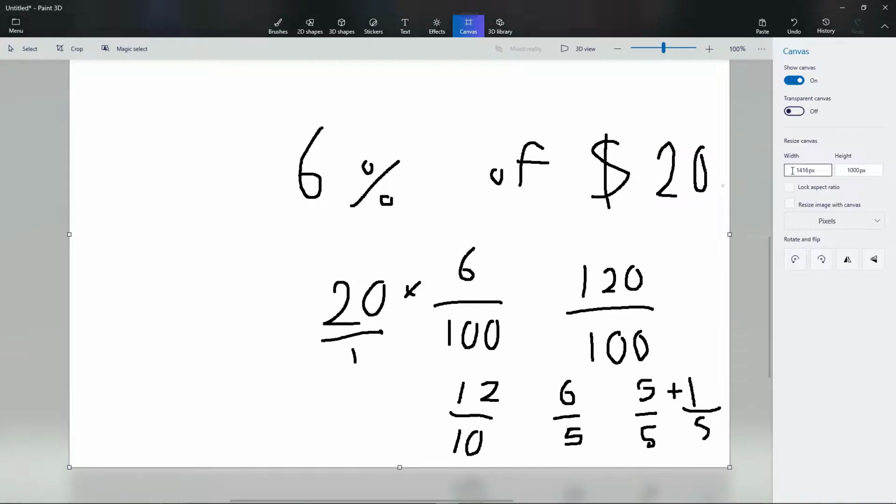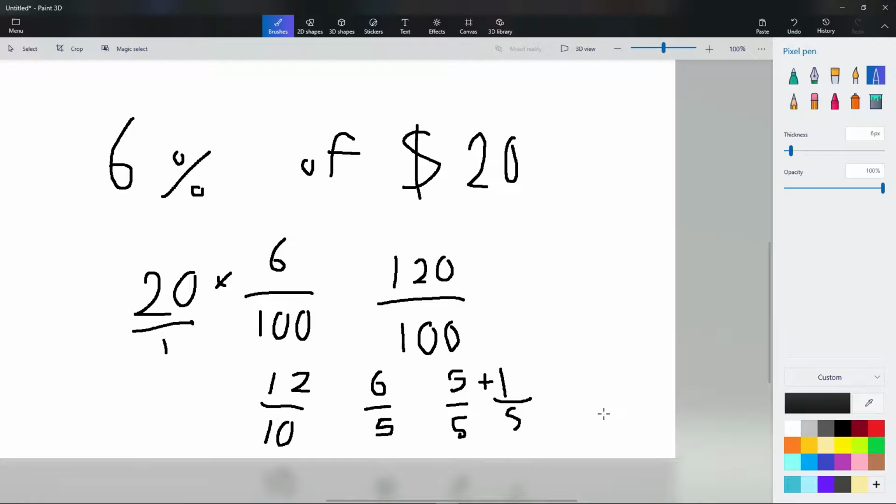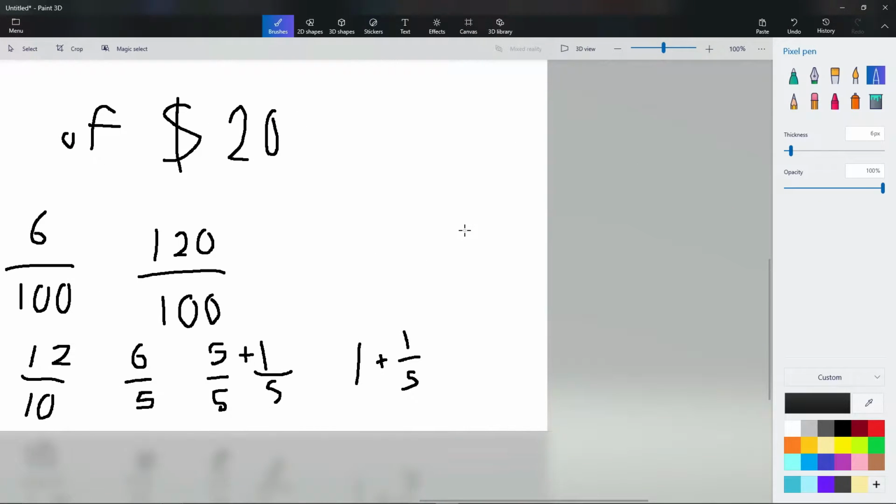Can you say it before I'm done doing this? The answer will be 1 plus 1/5, and that 1/5, you take that apart. We're going to do decimals. I'm going to turn that into a 0.2, because 0.2 plus 0.2 plus 0.2 plus 0.2 plus 0.2 is equal to 1. To show that, you can do this.